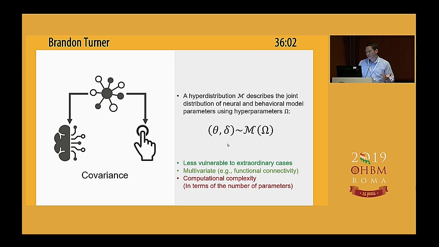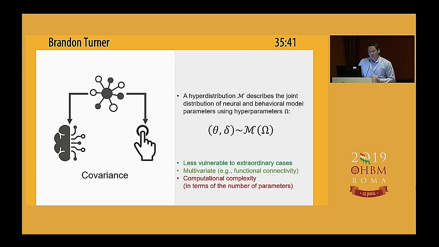All right, so advantages, disadvantages. It's less vulnerable to extraordinary cases. It's not going to correct head movement or anything, but if you do have some wild outlier in your data, that will just be absorbed, right? Because now you're not directly connecting the model parameters. They're filtered through this mu and sigma that I mentioned earlier.